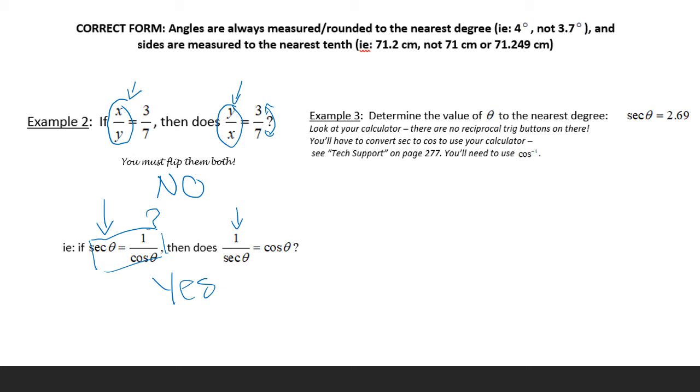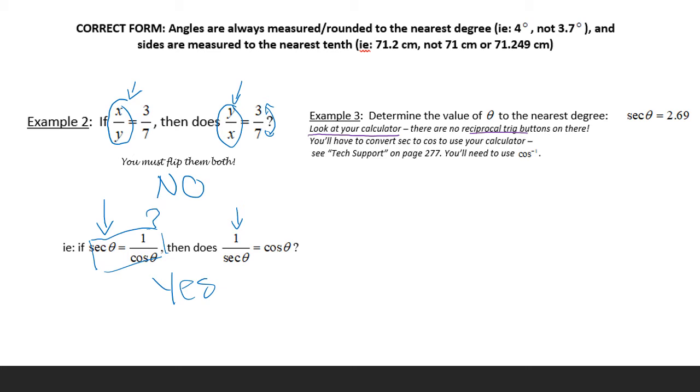We've got secant theta equals 2.69. So look at your calculator. Unless something changed this year and someone just bought a new calculator, it probably does not have any of the reciprocal buttons on there, meaning secant, cosecant, cotangent. So they're probably not there. If you don't have your calculator, press pause for a second and go and grab it. You're going to need it now. So there's no reciprocal buttons on there.